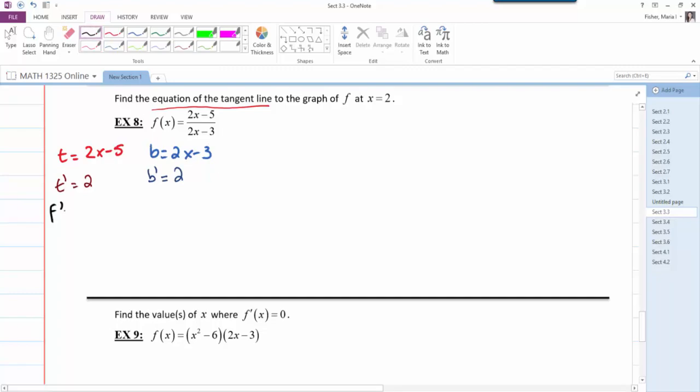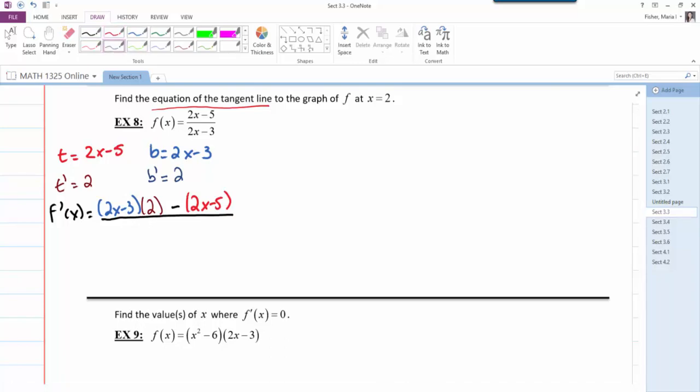Therefore, f prime of x is going to equal the bottom times the derivative of the top minus the top times the derivative of the bottom all over the bottom squared.